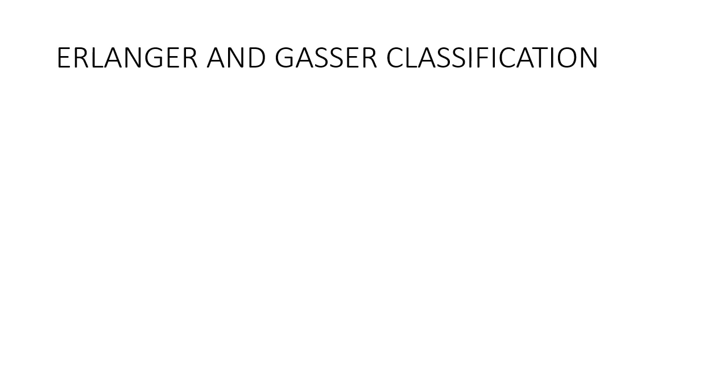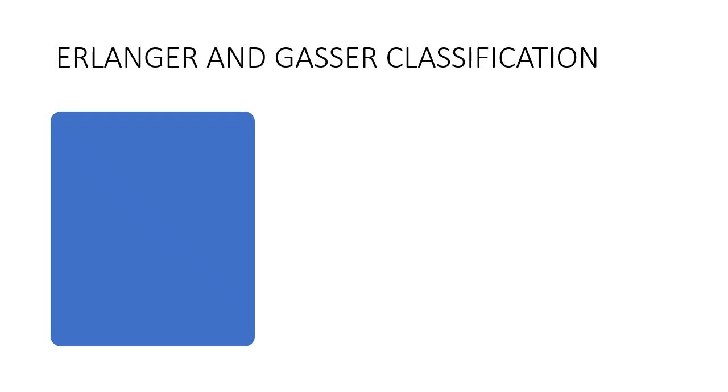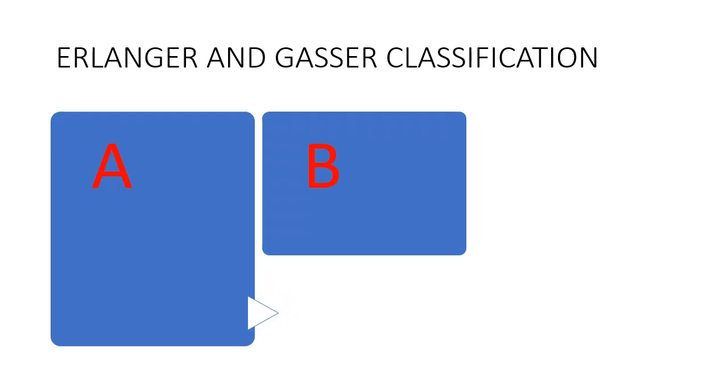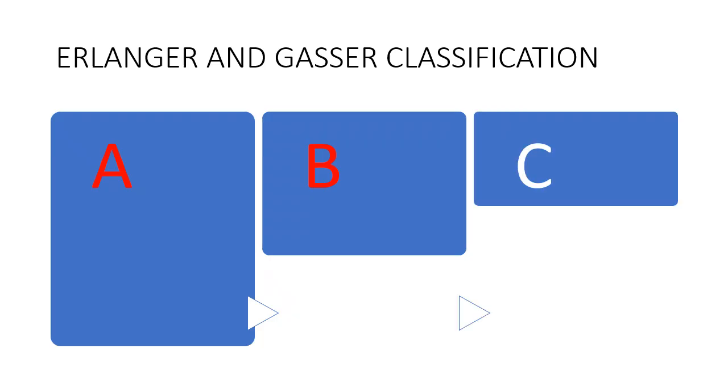Erlanger-Gasser classification. We have three groups: A, B, C. So here they have been given in different boxes. The size of the A box is bigger. That means the diameter of the A nerve fibers is larger than the diameter of the B fibers, and the diameter of B fibers is larger than the C fibers. So there are three types of fibers: A, B, and C.